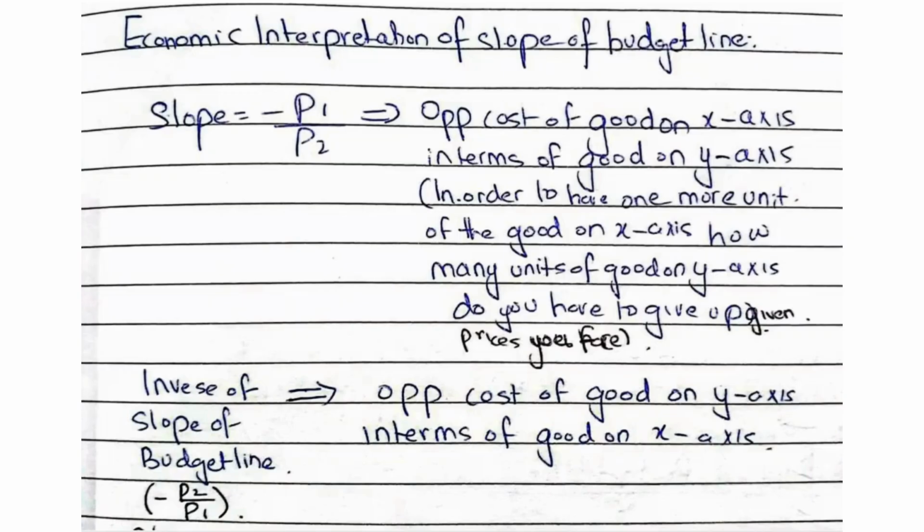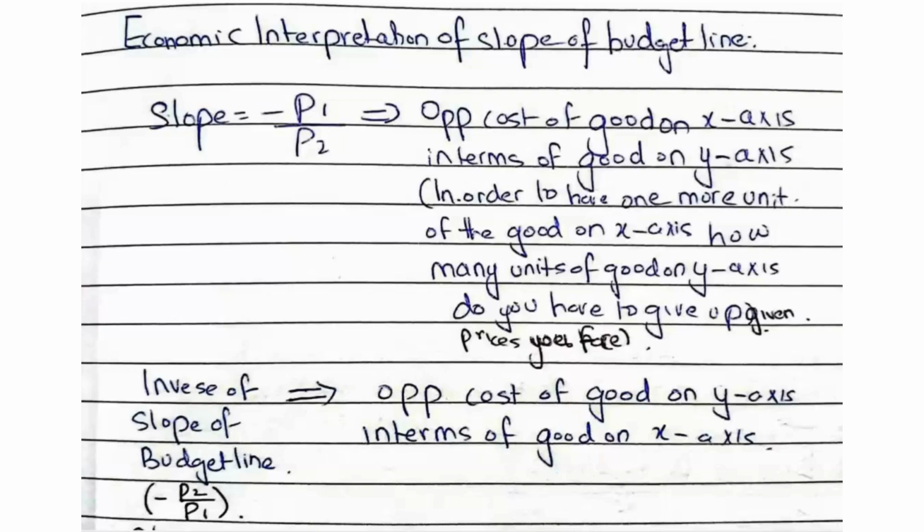Like we talked about, the slope of the budget line is minus P1 by P2. It's the negative ratio of the price of the good on the x-axis, which we're taking as P1, divided by the price of the good on the y-axis, which is P2. Now, the economic interpretation of this slope is that this is the opportunity cost of the good on the x-axis in terms of the good on the y-axis.